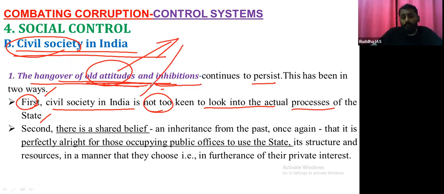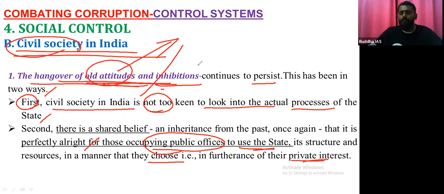Second, there is a shared belief and inheritance from the past, once again, that it is perfectly all right for those occupying public offices to use the state, its structure and resources in a manner they choose, that is, in furtherance of their private interests. Don't we have this? We do have this.